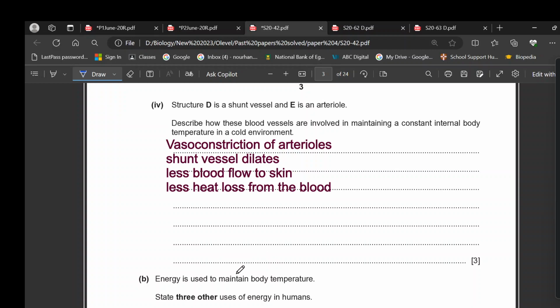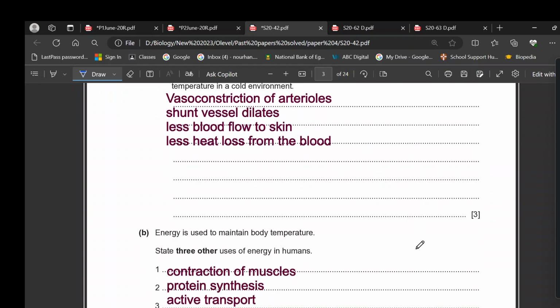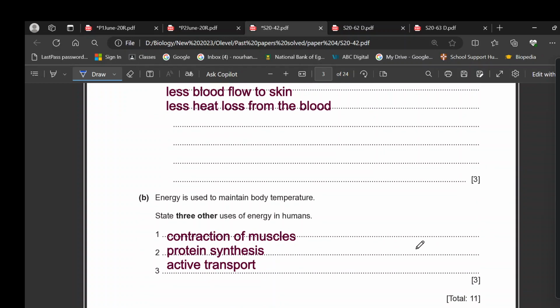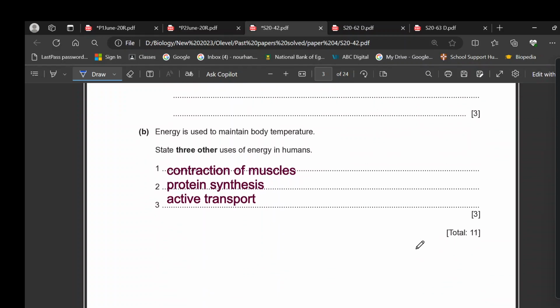Energy is used to maintain body temperature. 3 other uses of energy. Anything we can write: active transport, protein synthesis, muscle contraction, transmission of nerve impulses, anything that needs energy. Okay, other than maintaining the body temperature, growth, anything.